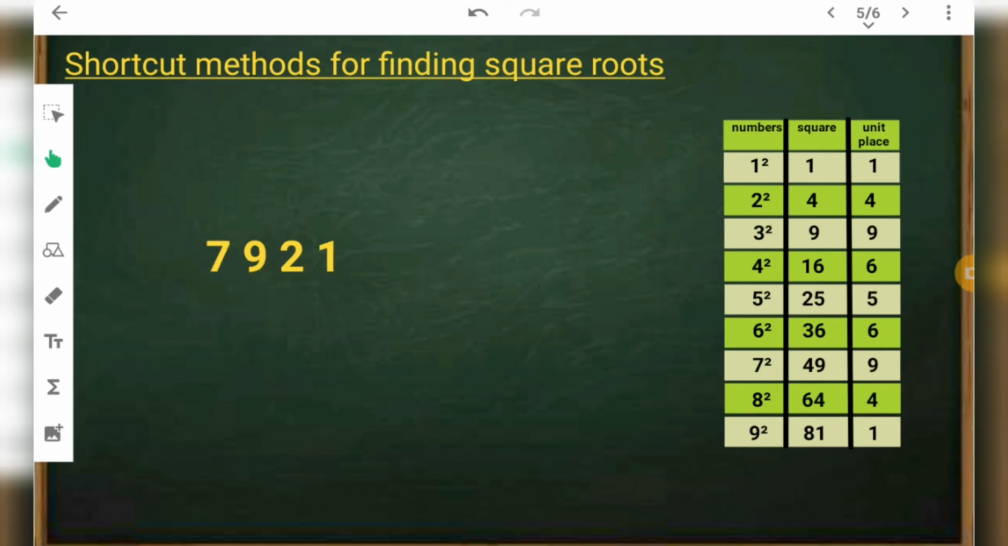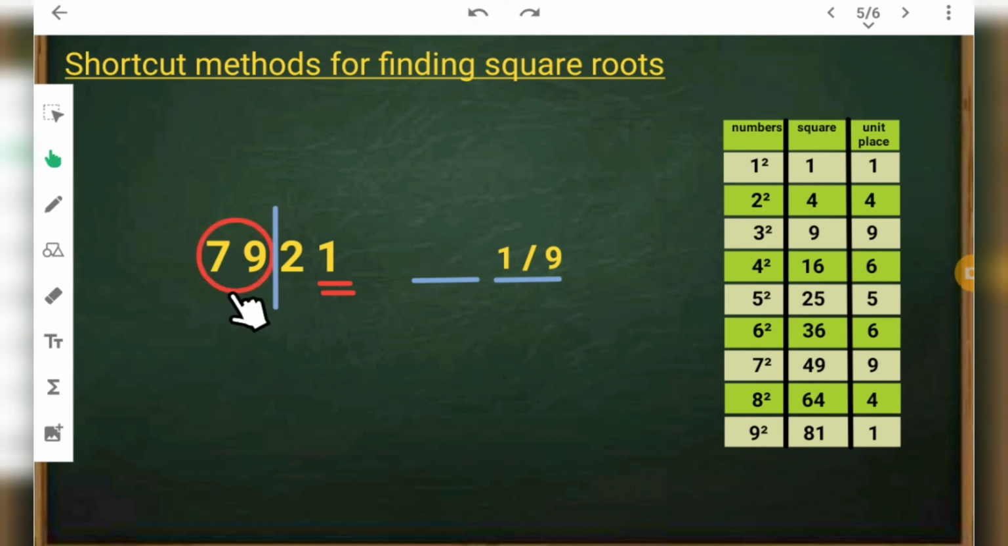Now, we will see another example. I have taken 7921. What is the first step? I have to split, right? The last 2 digits I have to split. A 4 digit number has a 2 digit answer, and then I want to check the ones place. Here the ones place is 1. When you will get 1, 1 square is 1, or who's the friend of 1? 9. So 9 square is 81, right? So this place can be 1 or 9.